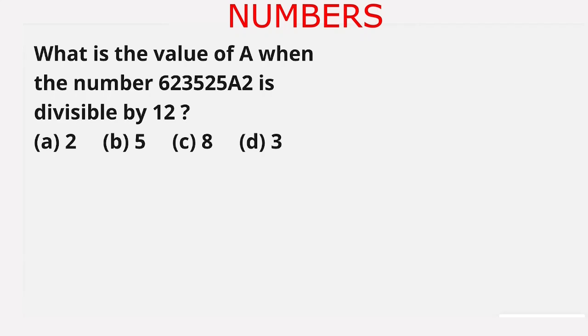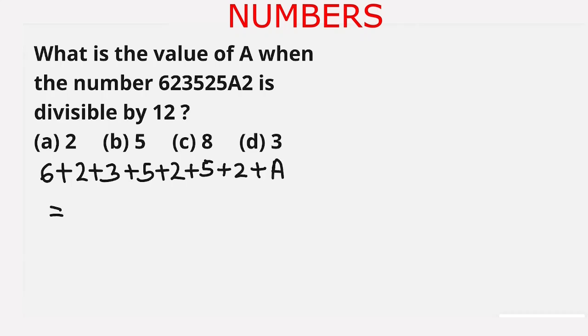So the sum of the digits are 6 plus 2 plus 3 plus 5 plus 2 plus 5 plus a, which we are going to write at the end, plus 2 plus a. And 6 plus 2 is 8, plus 3 is 11, plus 5 is 16, plus 2 is 18, plus 5 is 23, plus 2 is 25. So the sum of the digits is 25 plus a.